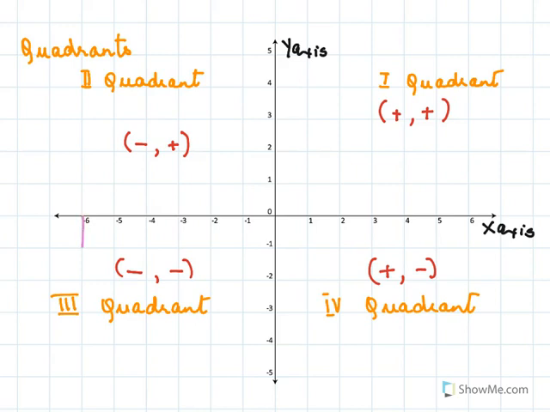For the third quadrant, the x are all negative and the y are also negative. So it is negative, negative will be the third quadrant. For the fourth quadrant, the x will be from here. So x will be positive and the y will be negative.